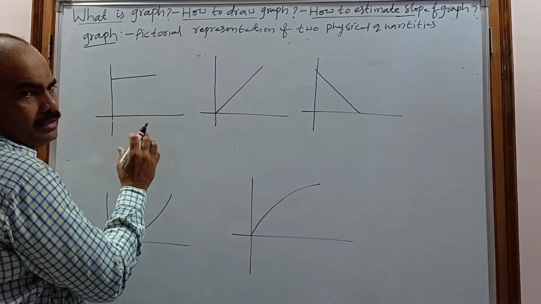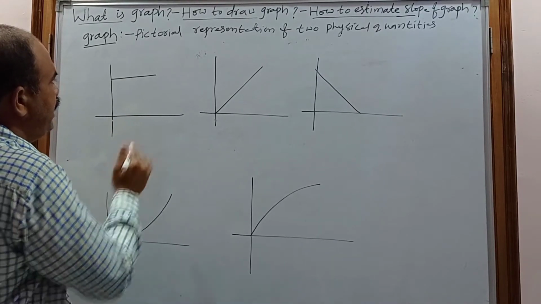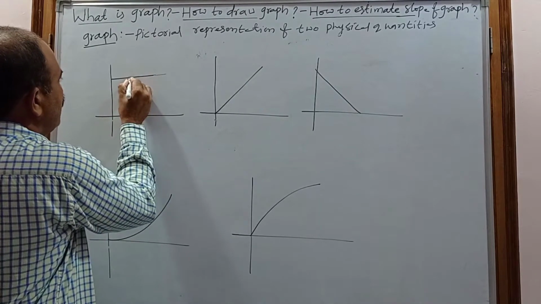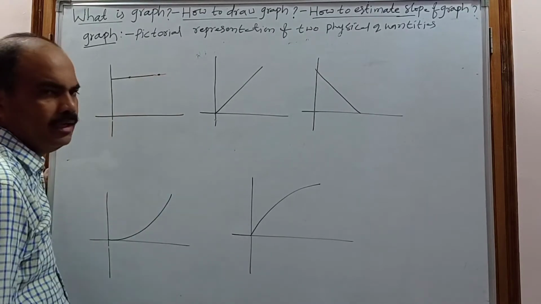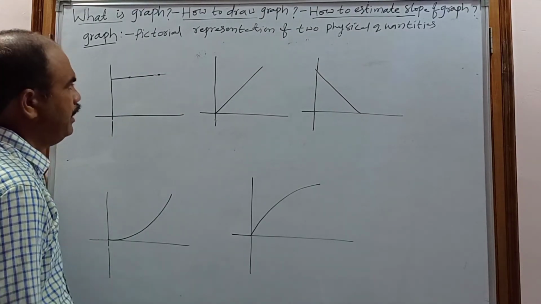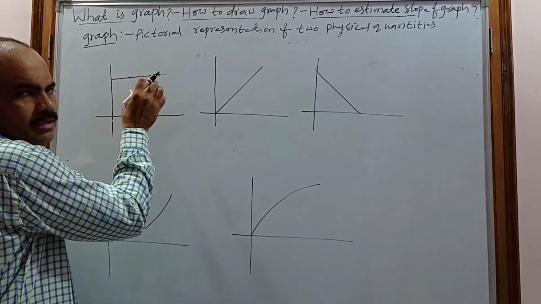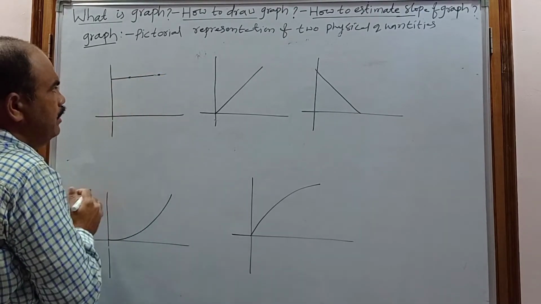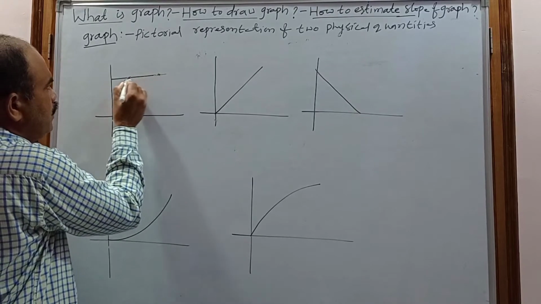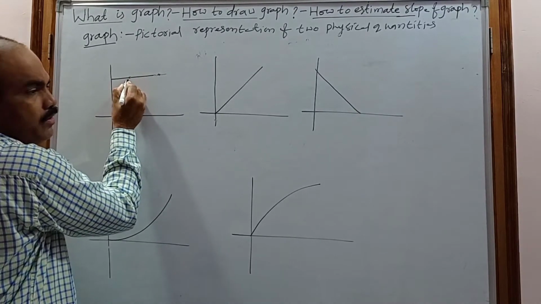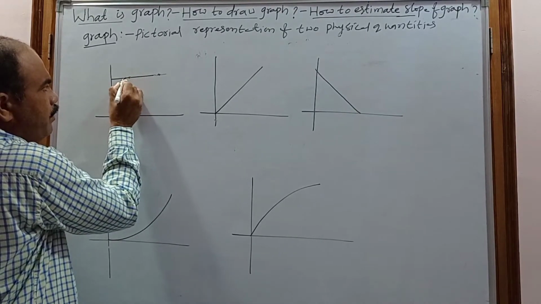first of all, look at the graph and select 2 points on the graph line, anywhere on the line. And at those points, you have to draw the tangent to that line.